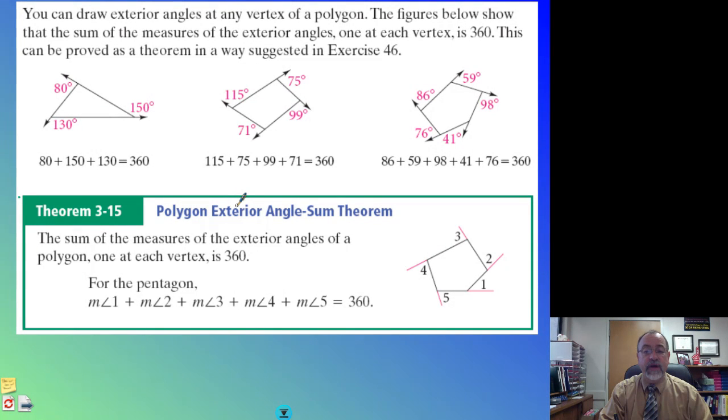Geometry, Chapter 3, Lesson 5, still looking at polygons. We've been looking at the interior angles. Now let's go ahead and look at the exterior angles.